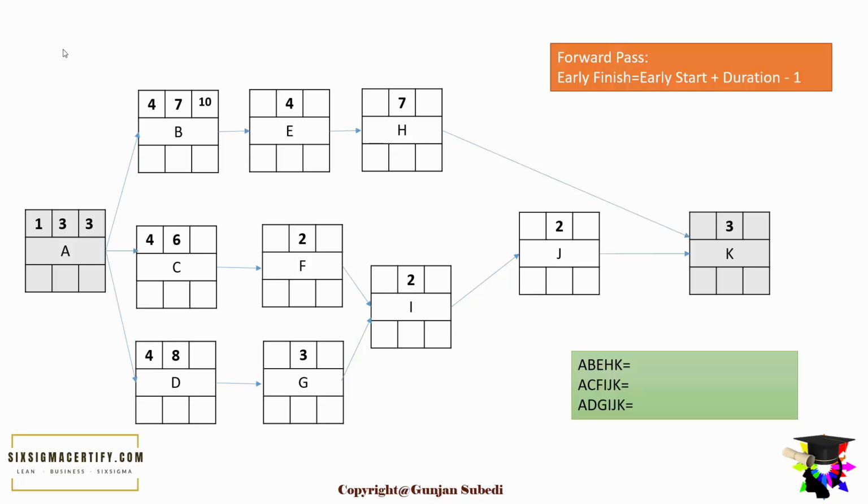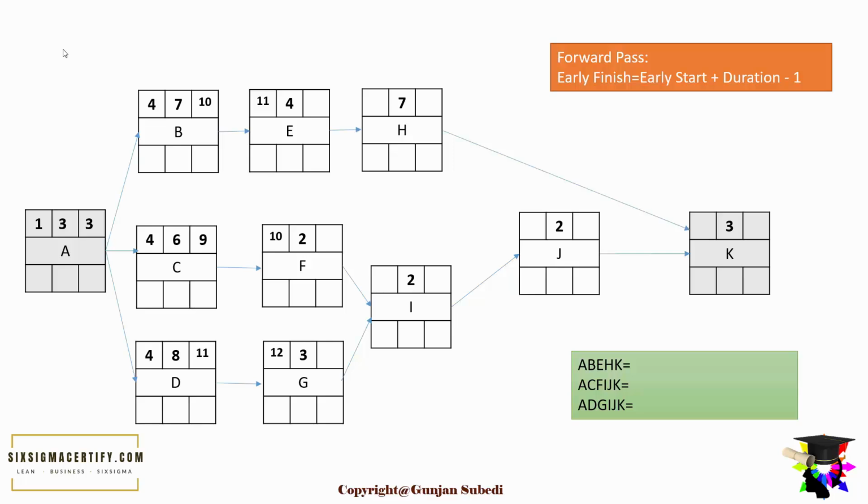Similarly, the early finish of B is 4 plus 7 minus 1, that gives us 10. For C, 4 plus 6 minus 1 gives us 9. And for D, 4 plus 8 minus 1 gives us 11. Similarly, we completed B at the 10th day, so the early start of E will be 11. Similarly, for F it's 10 days and for G it's 12 days.